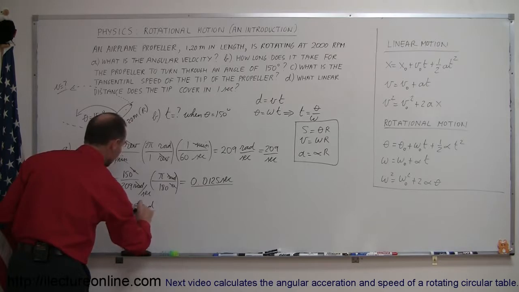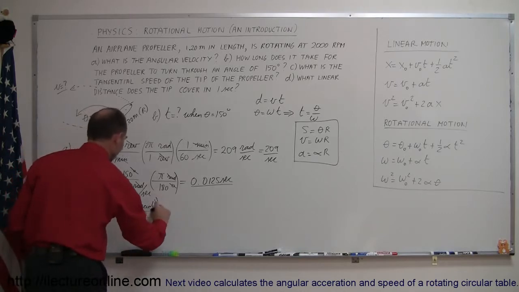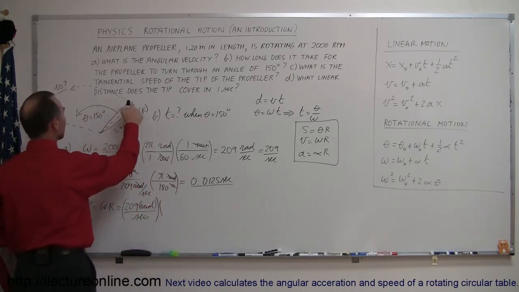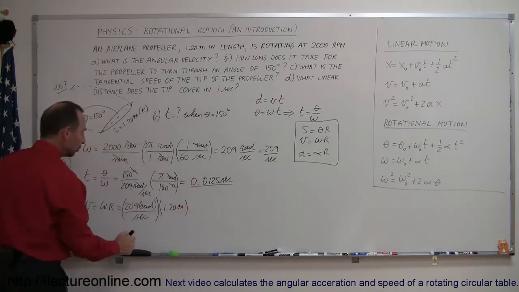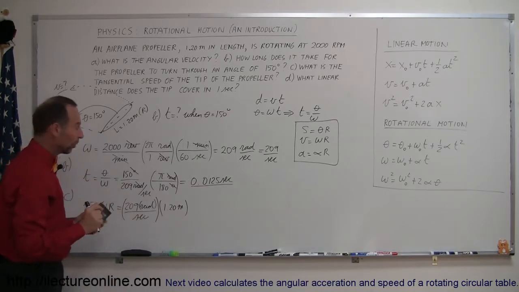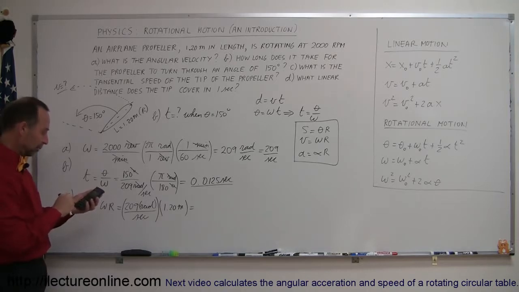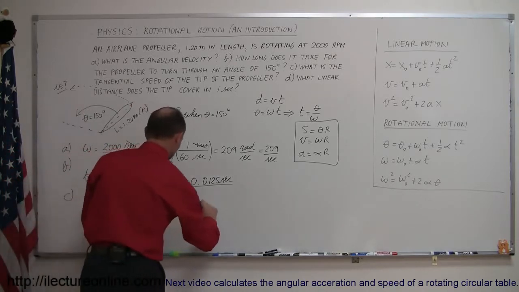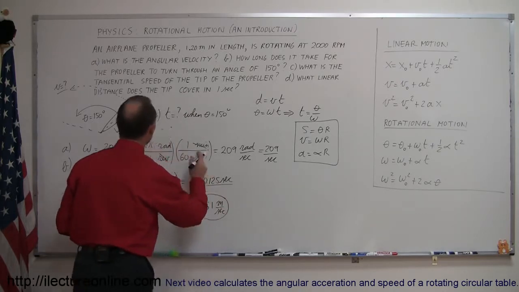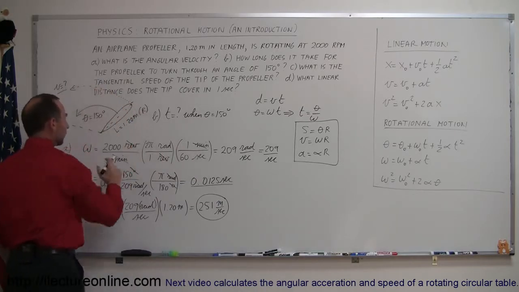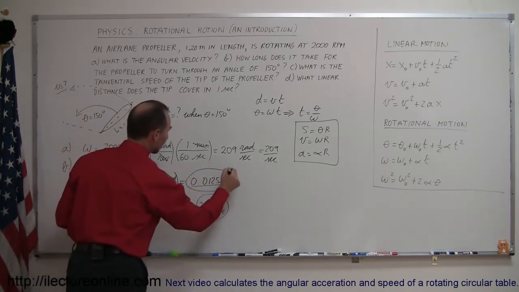And remember, radians is a non-unit. It's like it's not there, but just for clarity, I'll write it. I multiply that times the distance from the center of the motion to the edge, which is 1.2 meters. And notice that the units will be meters per second because radians is one of those non-units. We don't have to mention that. So we take 209 times 1.2, and that gives us 251 meters per second. So that means the velocity along the tangent of motion at the very tip of the propeller is 251 meters per second. Let me circle the other answers here for clarity.